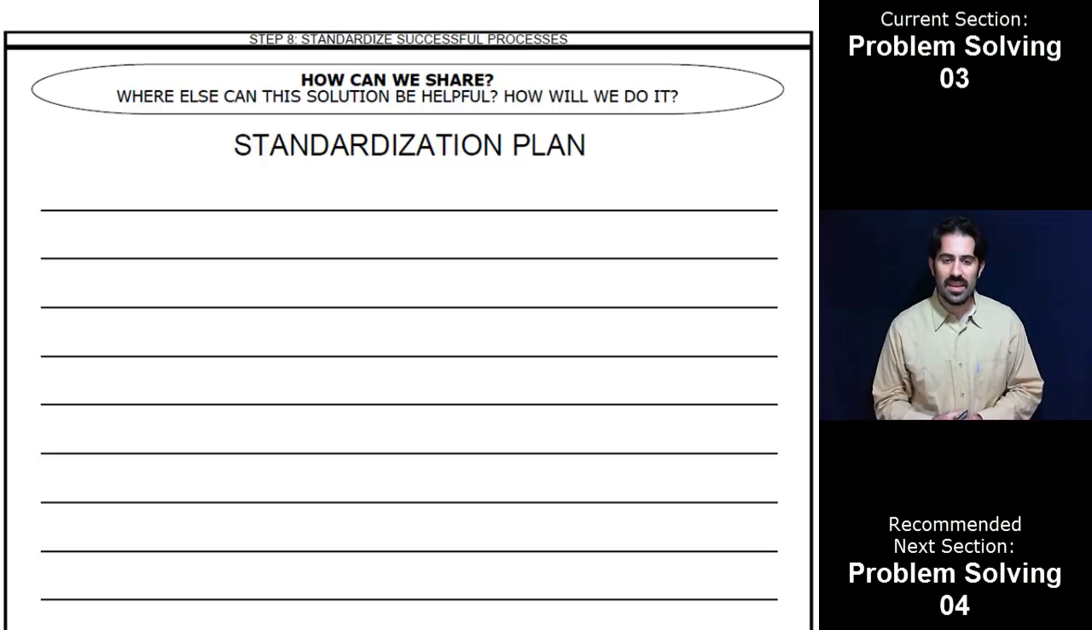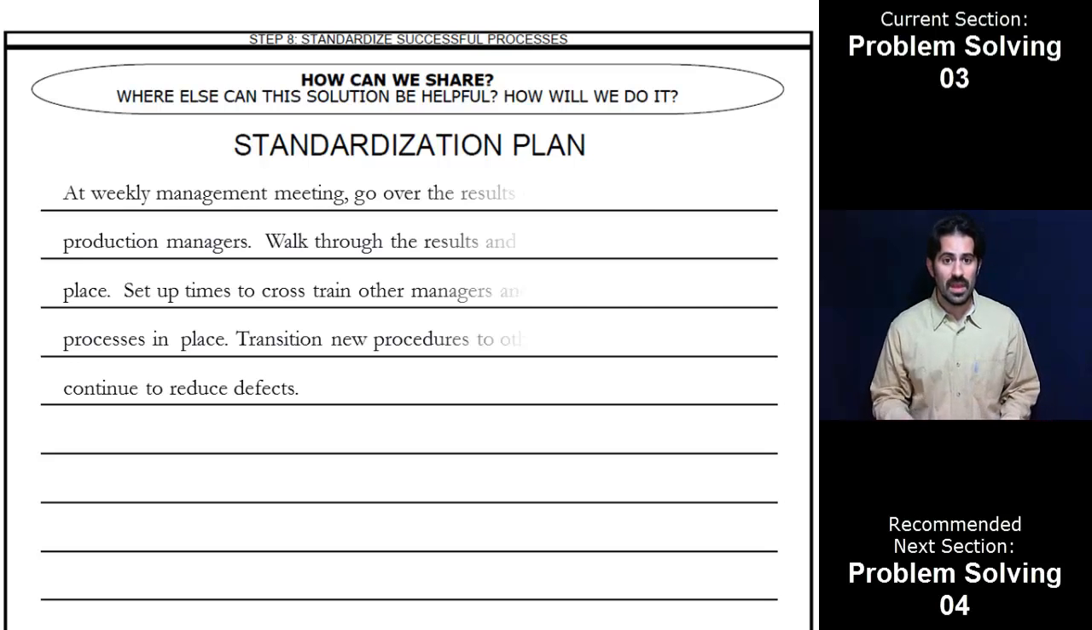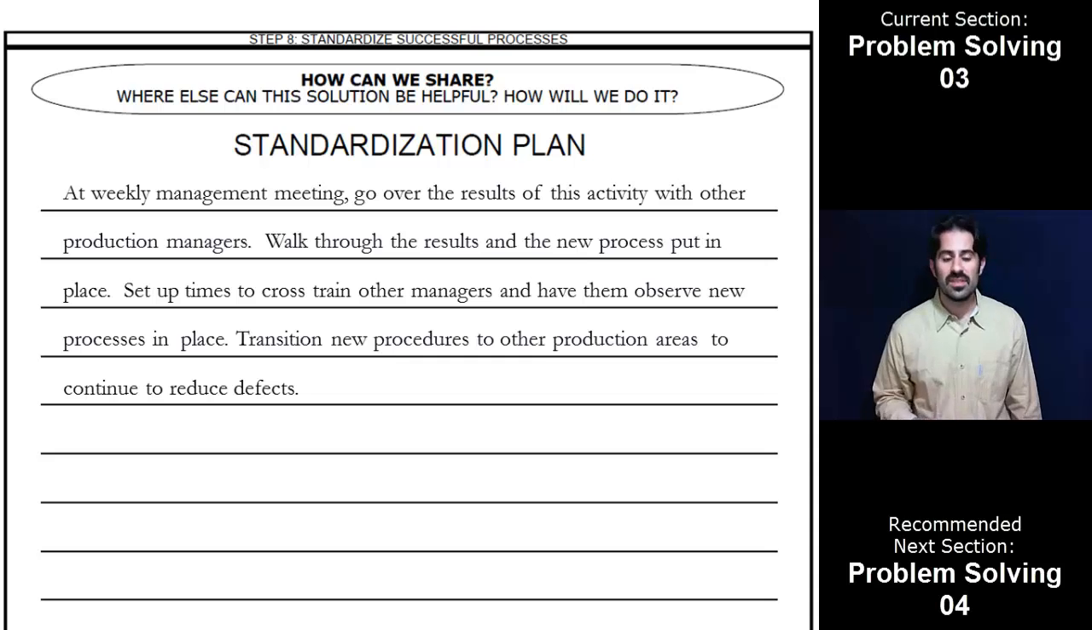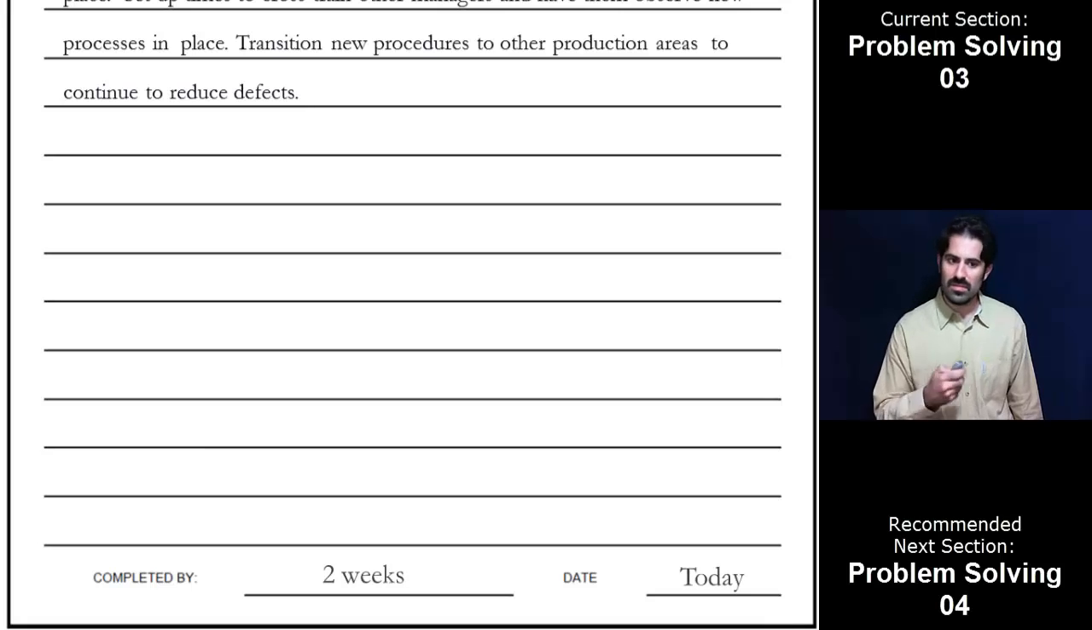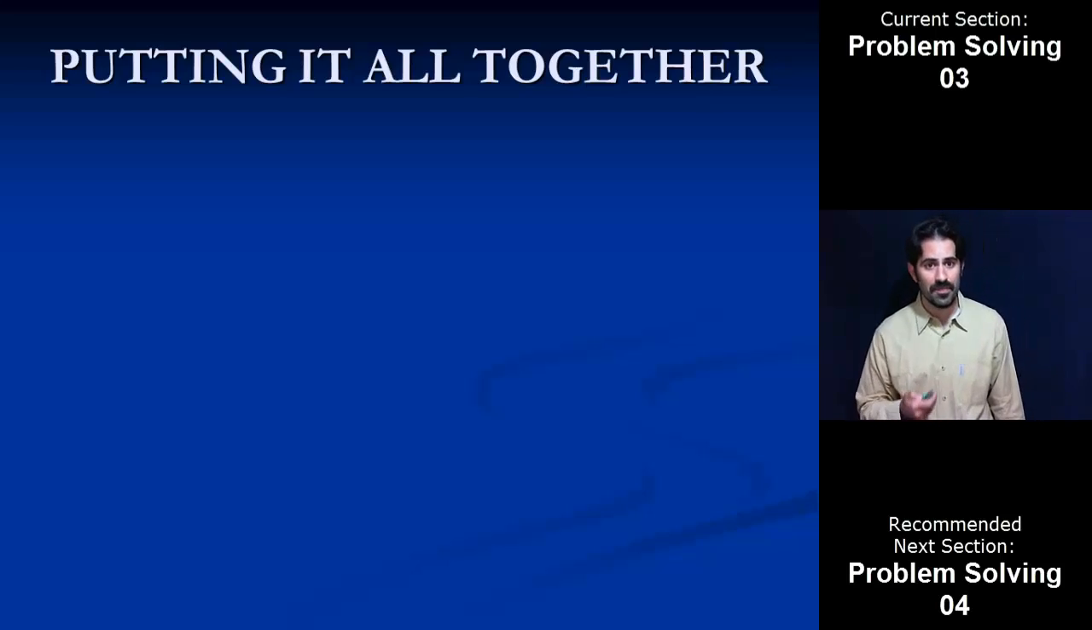So that standardization plan is just a notes plan, however you want to document it, of who could benefit from this and what we're going to do to share it with them. So from the case study, the area manager decided he was going to share this by going over it with the other managers at a meeting, walking them through the results, showing them the new processes, and then spending some time cross-training the other managers and the people so that they could transition that into other areas. And once you have that plan done, then like with everything else, we want to have a target to complete by, and then the date that this was finished, so that we can go back, be accountable, and make sure that we're following through on our commitments.